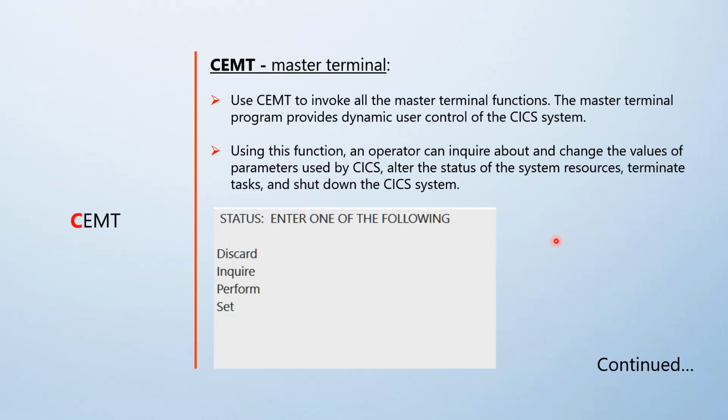If you're not aware what the CMT transaction does, as I told, most of the transactions follow a phase by phase approach. You can just type in CMT and it shows all these four options which it can do. And these four options in turn have n number of options. You can pick one of these options. For example, if you want to inquire something, you can just say CMT inquire. Then again, it lists out what all you can inquire. You can do it in a phase wise manner.